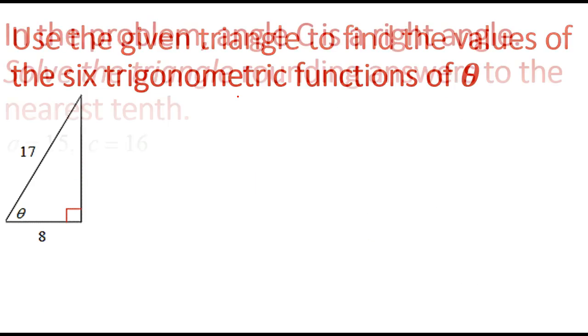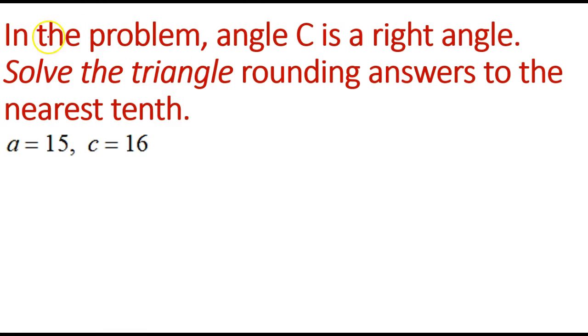Let's try another one. Here it says that C is the right angle of this problem. So if we draw a right triangle, where the right angle is, we call it C. Then we can decide where we want to put our A and B. It wouldn't matter. Side a is opposite angle A, so if this is A, here must be 15. And side c is opposite angle C, so this will be the hypotenuse.